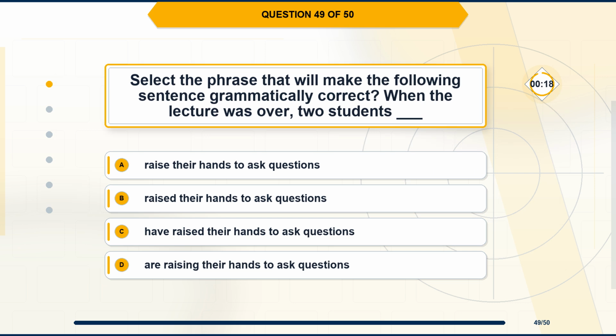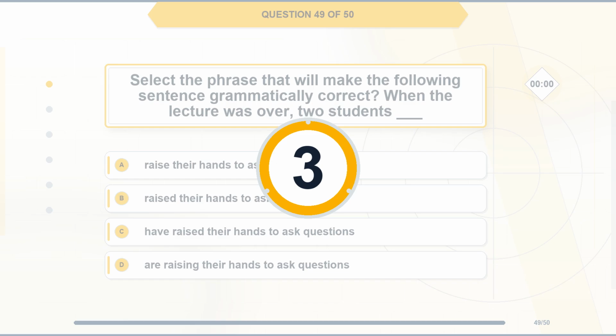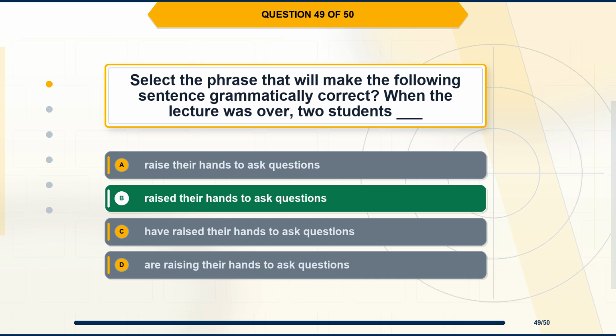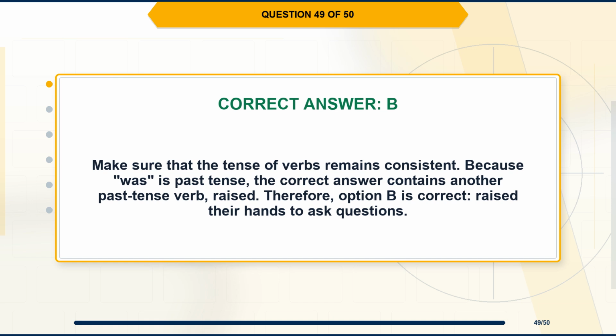Question 49. Select the phrase that will make the following sentence grammatically correct. When the lecture was over, 2 students blank. Option A, raise their hands to ask questions. Option B, raised their hands to ask questions. Option C, have raised their hands to ask questions. Option D, are raising their hands to ask questions. The correct answer is option B, raised their hands to ask questions. Explanation. Make sure that the tense of verbs remains consistent. Because was is past tense, the correct answer contains another past tense verb, raised. Therefore, option B is correct.